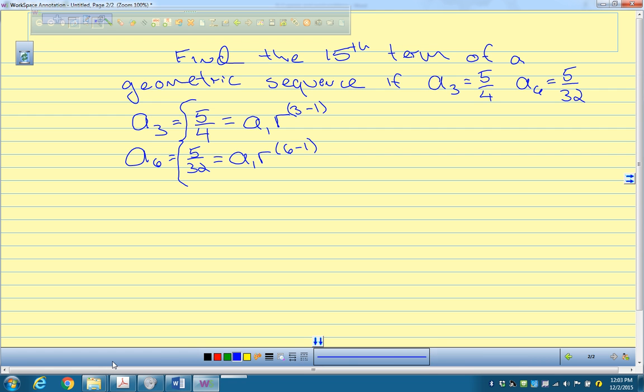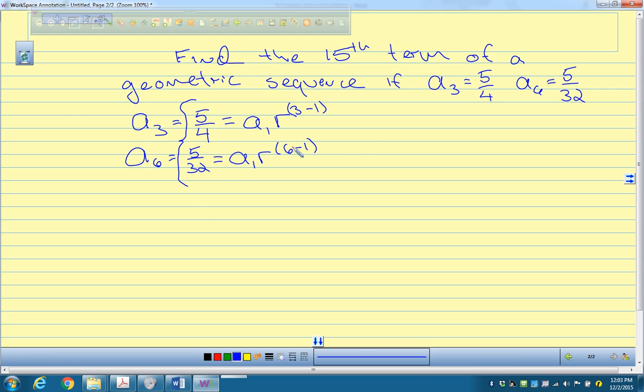Anyone have any idea how to solve that system? There's an easy way. How could I get rid of those A's? You could substitute and then subtract, but there's an easier way. Anyone? Yeah. Divide. Okay? You divide.